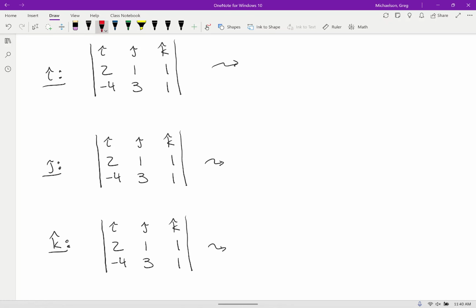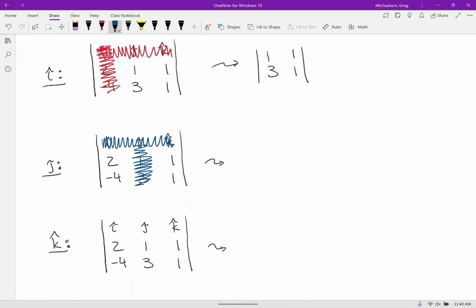If we're focused on the I term, what we do is we cross out or eliminate the row and the column that's associated with I. And what we're left with is a 2x2 determinant, which we can solve using this, which is really easy to remember. Just that minus that. If we're looking at the J term, we cross out the row and column associated with J, and we're left with 2, negative 4, 1, 1.